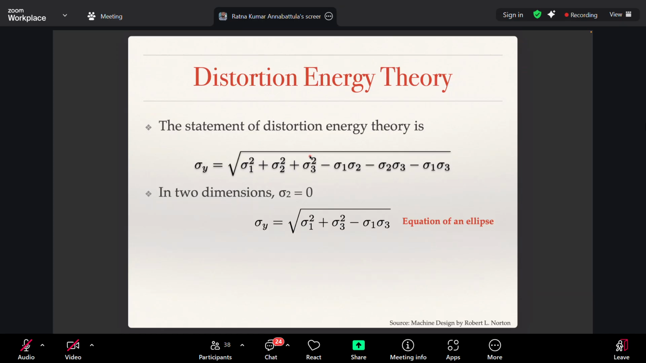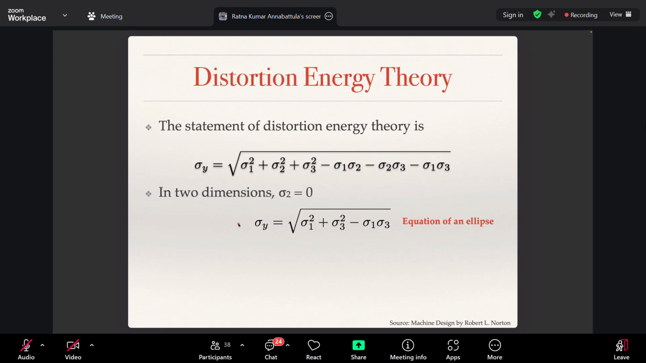In 2D, if you are dealing with only two-dimensional problems, the maximum principal stress is sigma 1, minimum principal stress is sigma 3. It can be negative also. So sigma 3 and hence sigma 2 is equal to 0. That means one of the principal stresses is not there because it's a plane stress. Then this equation becomes sigma y is equal to square root of sigma 1 square plus sigma 3 square minus sigma 1 sigma 3. So sigma y is a material property. It is a constant. So you can write this as sigma 1 by sigma y whole square plus sigma 3 by sigma y whole square minus sigma 1 sigma 3 by sigma y square is equal to 1.